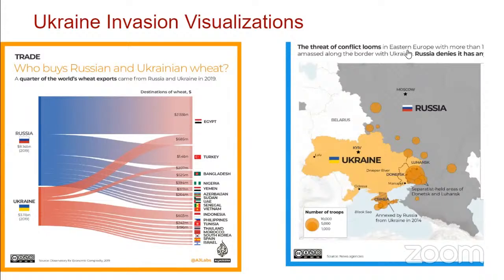Then we have: the threat of conflict looms in Eastern Europe with 1 million troops amassed along the border with Ukraine. Russia denies it has any plans to attack. And then you see, of course, now we have a map of Russia and Ukraine, and border countries like Belarus and the Baltic nations. And then we have how many troops are amassed at the particular location. We have more troops amassed close to the separatist regions of Donetsk and Luhansk, and then troops massed along the border between Ukraine and Russia.